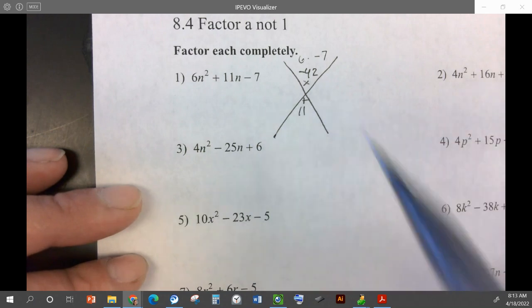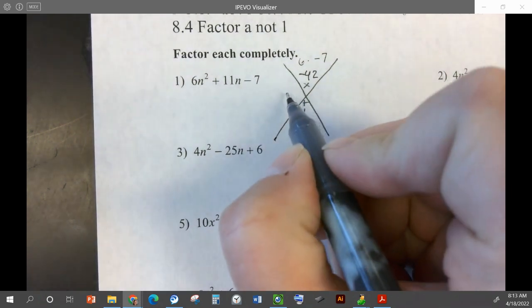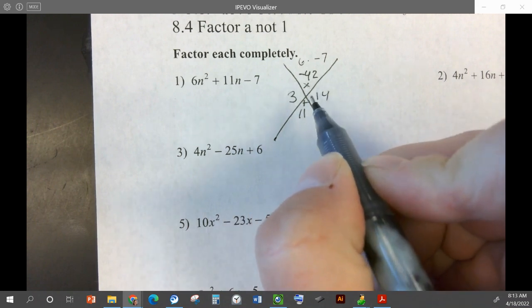So if we can't think of anything, what I usually do is I just start dividing the 42, finding all the factors of 42 and seeing if they will add up to 11. Let me grab a calculator. You got it already? All right. Or we can just ask Bailey, you're quick. Okay, so we've got 3 and 14. So 3 times 14 gives us 42.